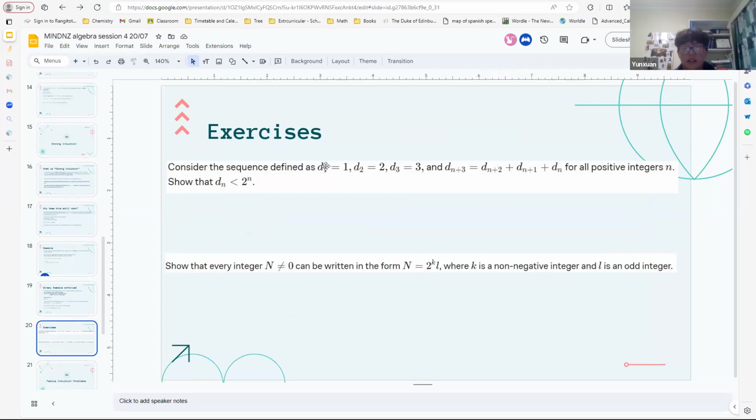Consider a sequence defined as d1 equals 1, d2 equals 2, d3 equals 3, and d(n+3) equals d(n+2) plus d(n+1) plus dn for all positive integers n. Show that dn is smaller than 2 to the power of n. So it's basically just a 3-term Fibonacci. I'll give you guys 1 minute to try this problem. This time it's for bounding. So the inductive hypothesis would have to do something with bounding.